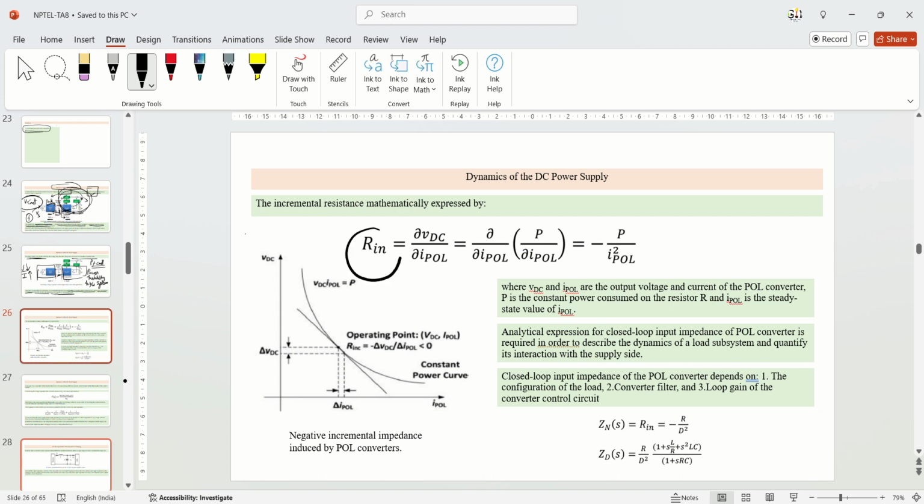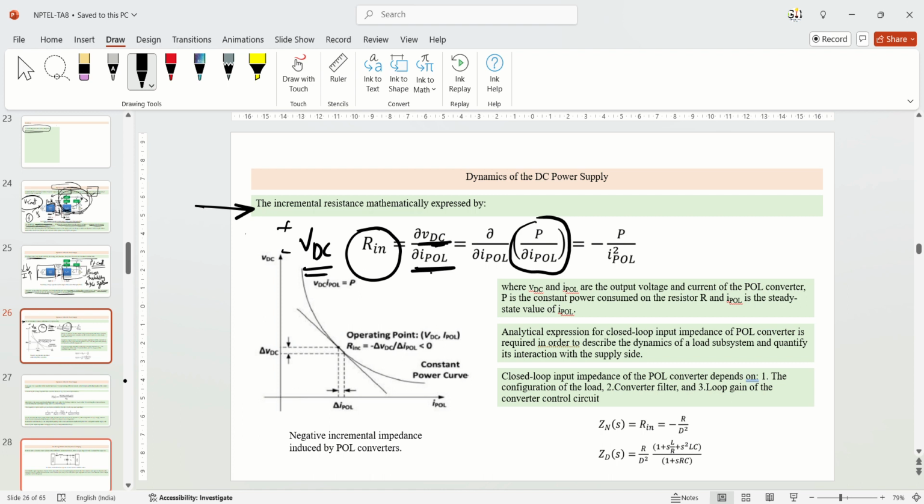Okay, that I will explain here. Suppose the R input is there. R input is del VDC by del IPOL, where IPOL is coming from the source side, and del VDC is what we wanted to maintain through the external loop you are connecting. If you differentiate that, VDC will be power divided by del IPOL.